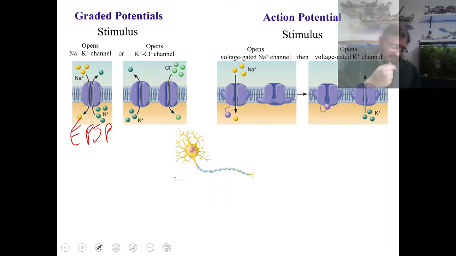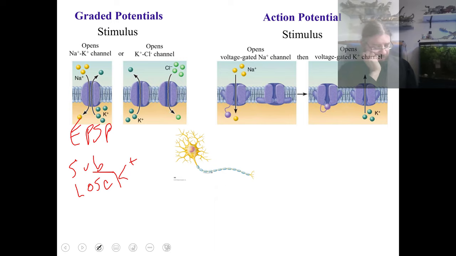The reason it's sub-threshold is because you lose potassium, which is positively charged. So while you're bringing positive charge in from sodium, you're simultaneously losing potassium. So it's not enough of an influx of positive charge to get you to threshold. If it was just a sodium channel, boom, you'd reach threshold. But here, it's a sodium potassium channel. So it's sub-threshold because while you get some positive ions coming in, you lose some positive ions.